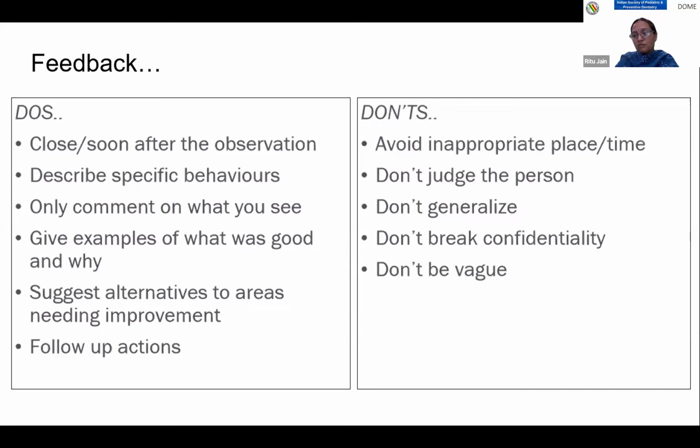Do not break confidentiality. So, again, do not discuss the feedback about the student with other faculty members, and the information should be kept confidential. Do not be vague. So, the feedback should be objective, it should be specific, it should be clear to the student.